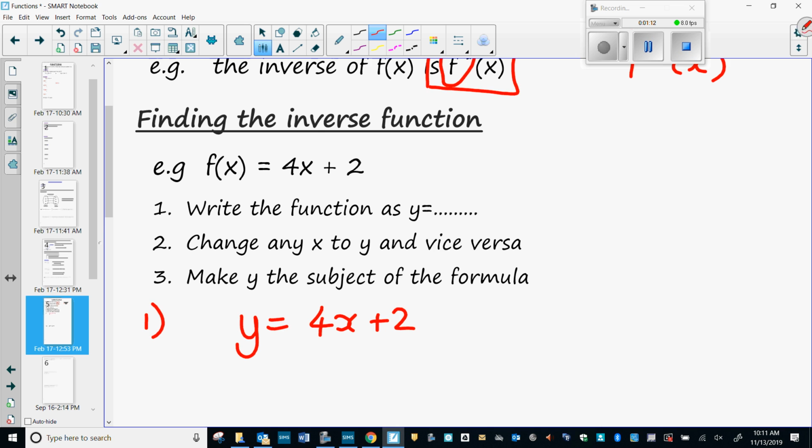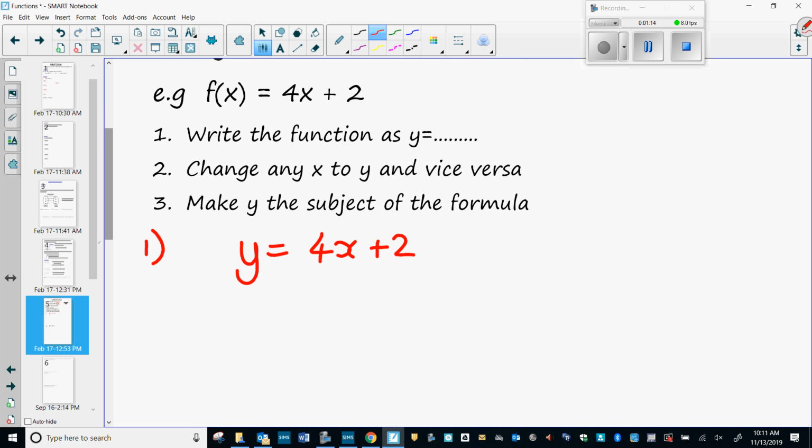The second step is wherever you see an x, you're now going to write y, and wherever you see a y, you're going to write the letter x. So the second step would be to say x equals 4y plus 2. Literally, you're just switching the letters, but that's for any location. If x is in multiple places, then you put y in multiple places.